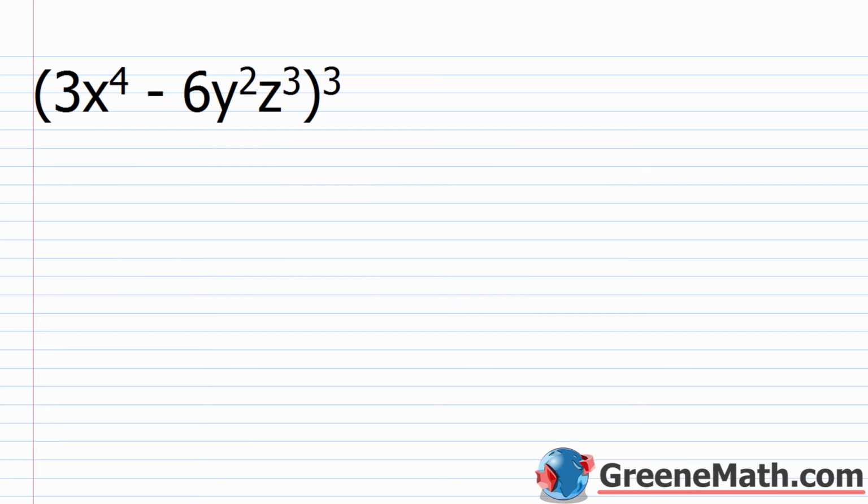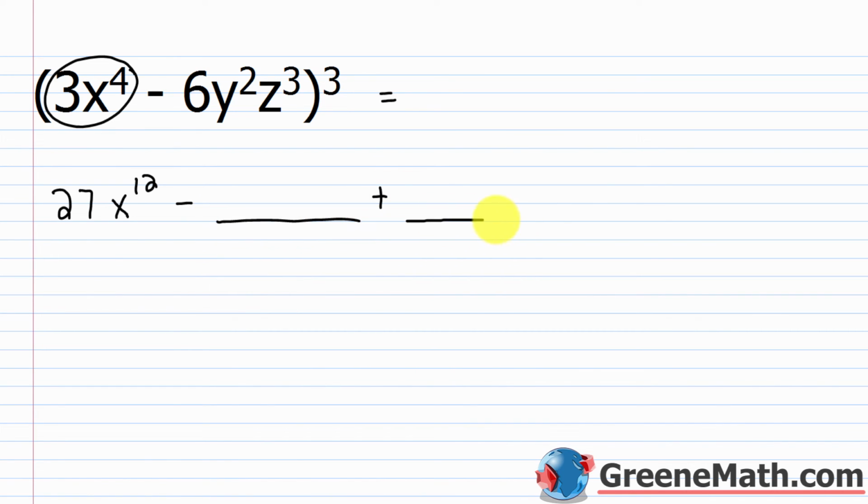All right, let's take a look at one final problem. So we have the quantity 3x to the fourth power minus 6y squared z cubed, and this is cubed. So again, the first position and the last position are very easy to remember. I would just take this and cube it. If I cube 3, I get 27. If I cube x to the fourth power, x stays the same. I multiply 4 times 3, I get 12. Then minus. You have a minus in front of the second position. You have a plus in front of the third position. You have a minus in front of the final position.